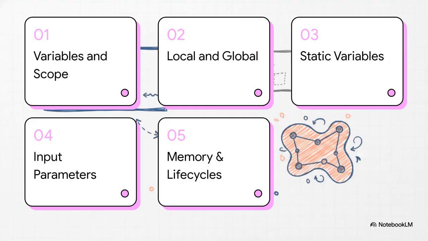Here's our roadmap for today. We'll kick things off with MQL5 variables and scope, then move into standard, local, and global variables, check out the power of static variables, dive into user-facing input parameters, and finally wrap up with memory, life cycles, and deinitialization.